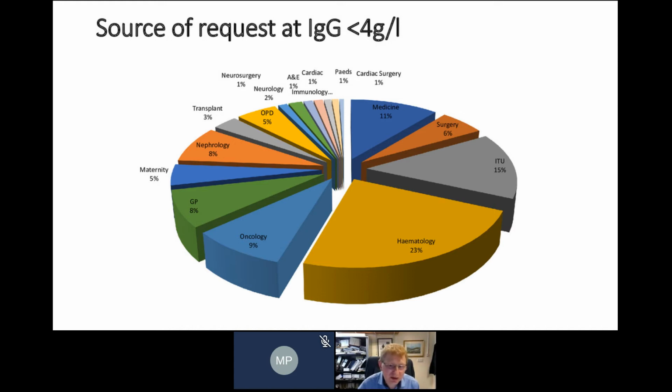So if you increase the stringency, you would tend to see hematology, oncology, primary care, nephrology, outpatients as well, general medicine. So still a real range of places that had low levels.